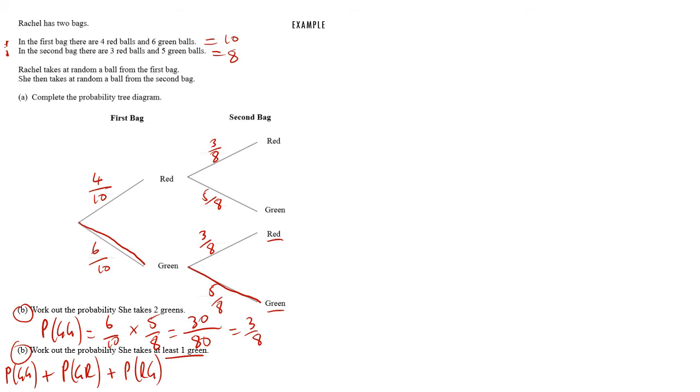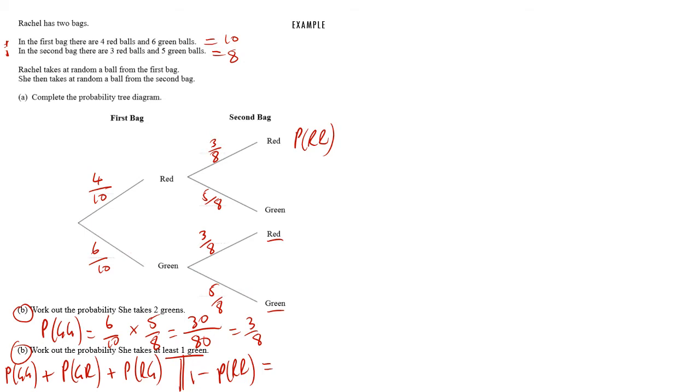An easier way to do it though is to see that that just leaves 1 possible outcome, which is the probability of taking a red, then a red. So she's not taking any greens. Now, if we work out the probability of taking 2 reds, we subtract it from 1. That will give us the probability of taking at least 1 green, which is a bit more of a straightforward way of working it out.